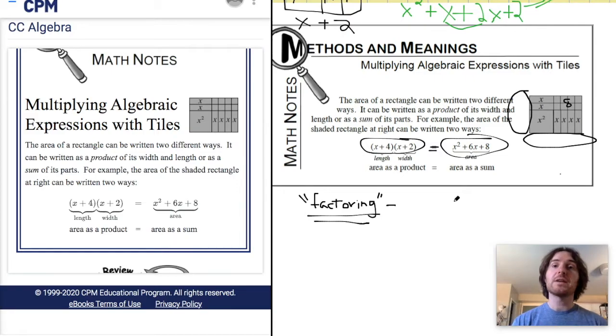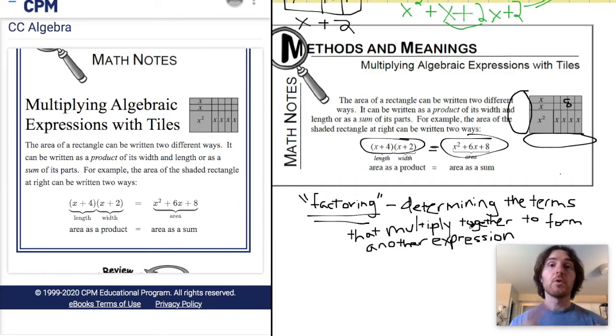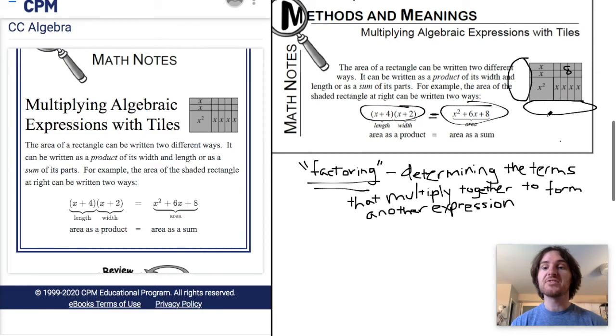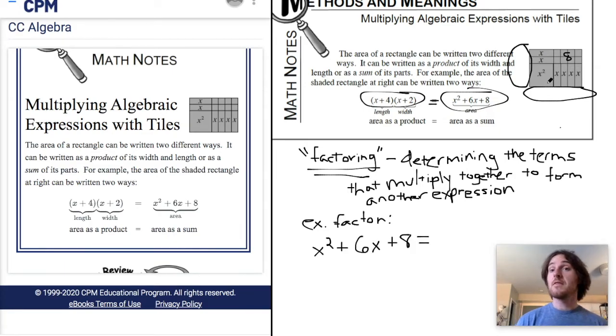So factoring, a basic definition of what factoring is: determining the terms that multiply together to form another expression. In this one here, we started off with a sum, right? And a sum is a mathematical expression for a number of terms, a number of variables and constants, numbers that we have there. So when we're factoring this expression that we have up here, we're going from it as a sum and we're determining what are the terms that need to multiply to one another to become this sum here.